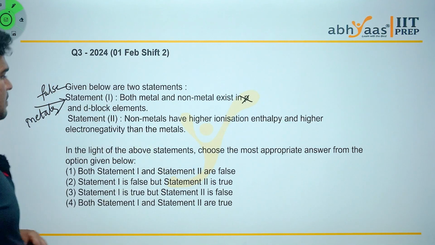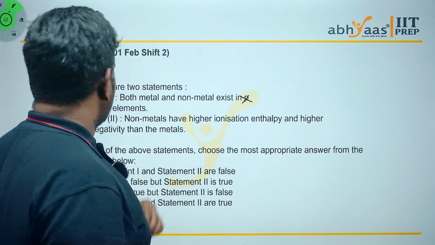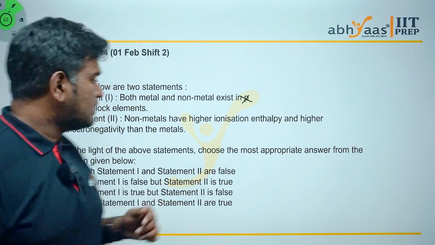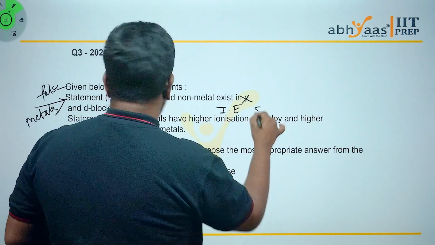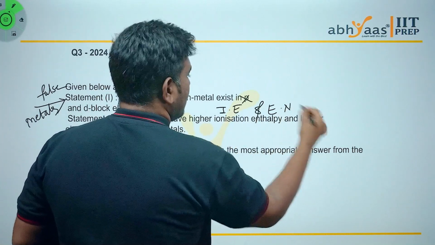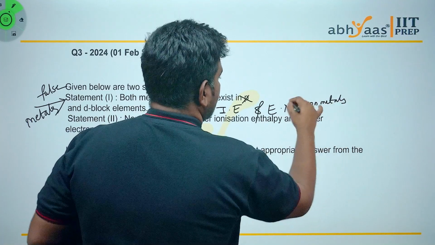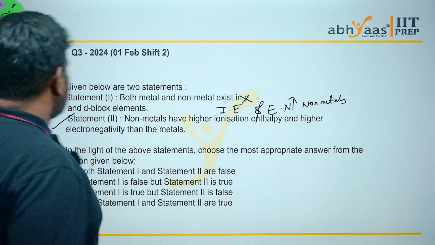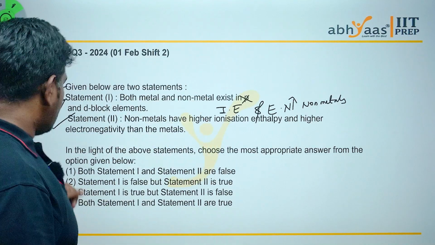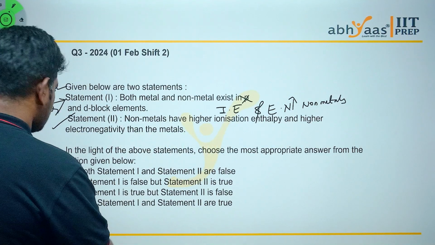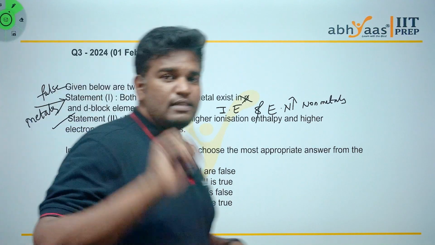And what is the second statement? Non-metals have higher ionization enthalpy and higher electronegativity than the metals. It's right. This ionization energy and electronegativity will be higher for non-metals. It is a right statement. So here the first statement is false and the second statement is true. So which is the right answer? Statement 1 is false but statement 2 is true. So you have to go for the second option.